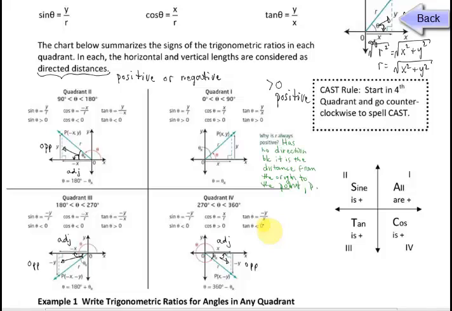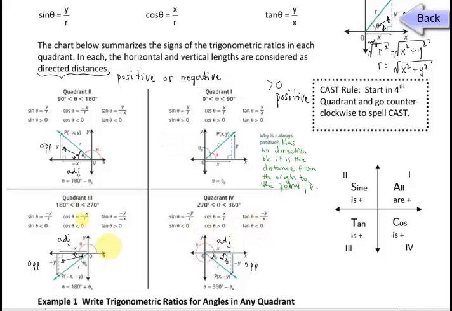Okay, so to summarize, in the first quadrant, all of your trig ratios are positive. In the second quadrant, the only one that's positive is sine, the other two are negative. In the third quadrant, the only trig ratio that is positive is tangent, the other two are negative. And in the fourth quadrant, the only trig ratio that is positive is cosine, the other two are negative.